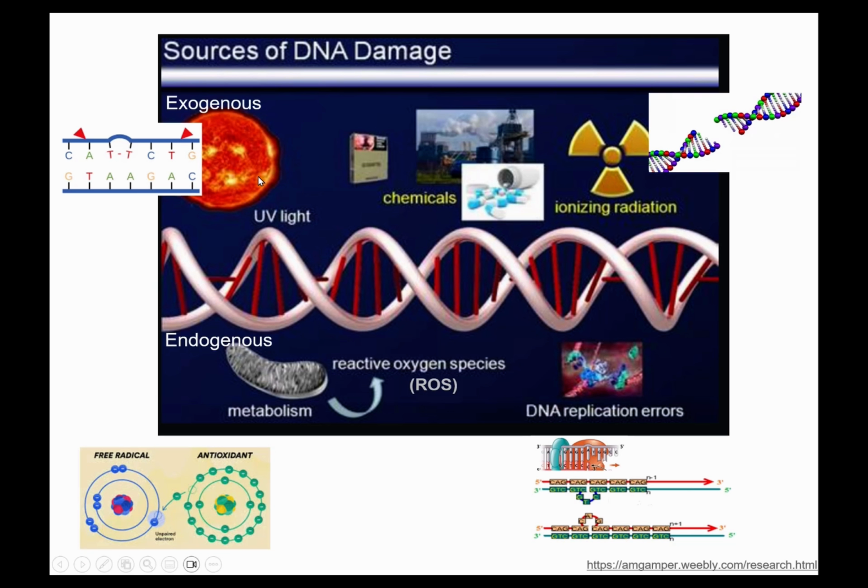UV light damages your DNA by forming thymine dimers between the thymine groups in one strand or the other, in these two adjacent thymine bases. When this happens, the DNA polymerase will stall during replication because it cannot add the adenine base based on the structure that it's seeing.